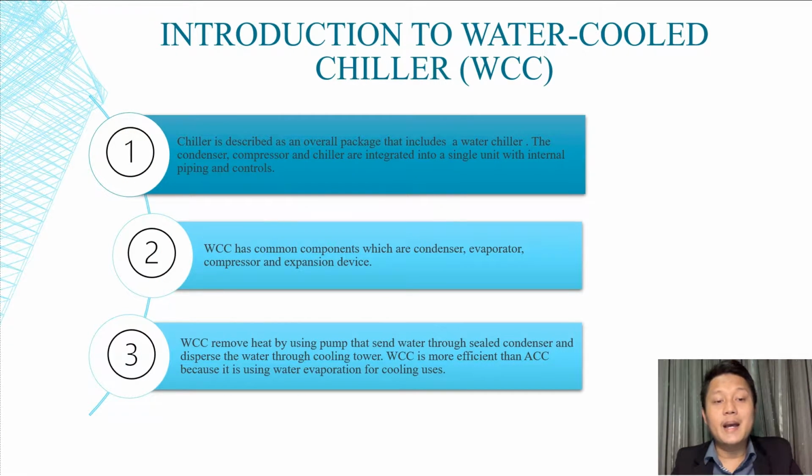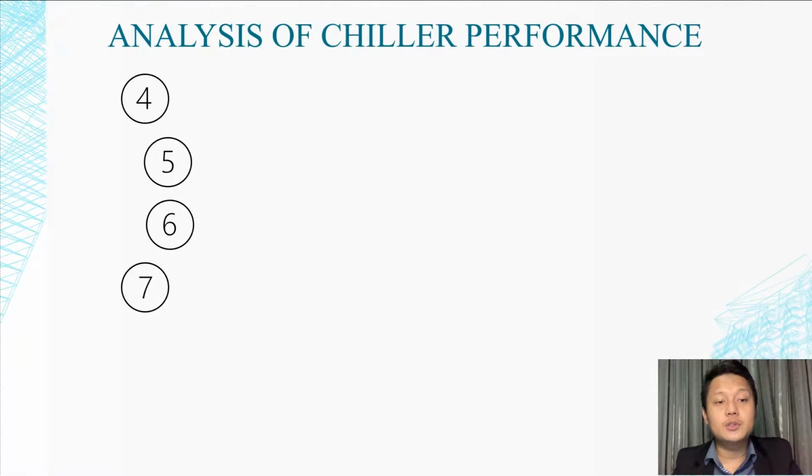Chiller is described as an overall package that includes a water chiller, the condenser, compressor, and chiller are integrated into a single unit with internal piping and controls. Water cool chiller has common components which are condenser, evaporator, compressor, and expansion device. Water cool chiller remove heat by using pump that send water through seal condenser and disperse the water through cooling tower. Water cool chiller is more efficient than air cool chiller because it is using water evaporation for cooling use.